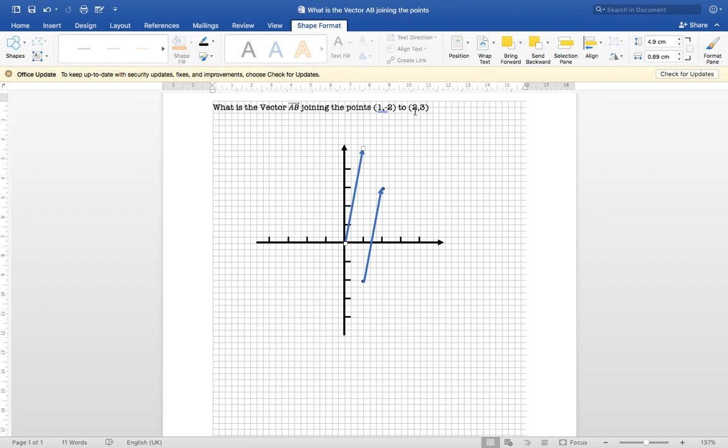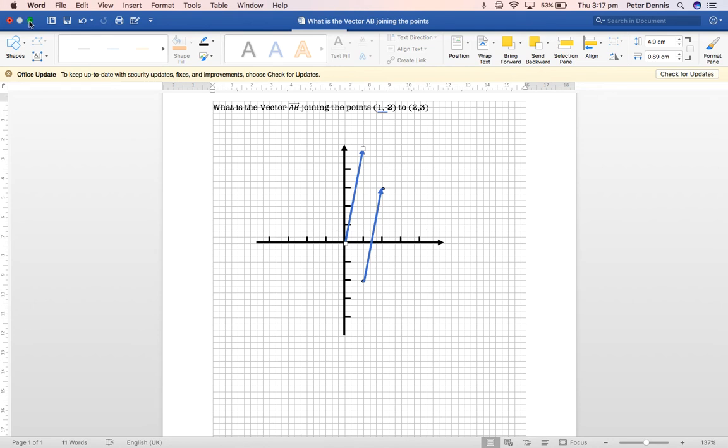How did we get 1, 5? 2 minus 1, it's b minus a. 2 minus 1 is 1. 3 minus minus 2 gives us the 5. Now, it doesn't matter if that's in 2 dimensions. 3 dimensions is obviously a lot harder to look at.